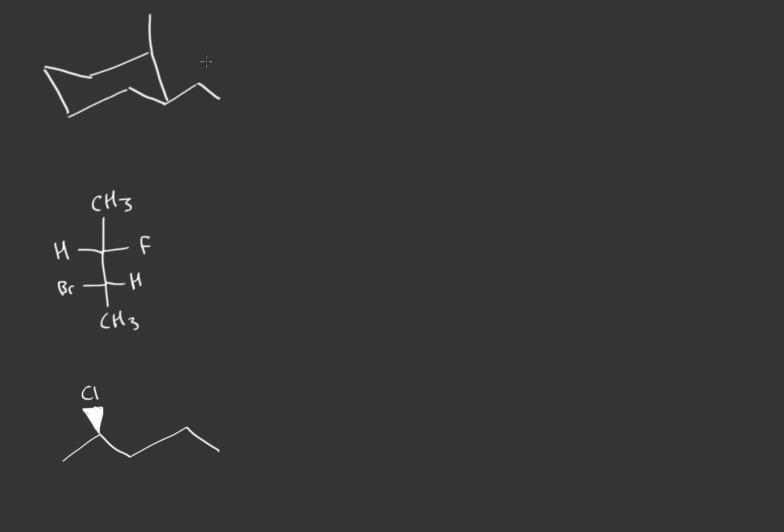In this naming practice, we're going to look at 3 different groups, and we're going to incorporate cis trans, R and S, and halogen naming. So let's start off with this cyclohexane right here. We have a cyclohexane that has 2 substituents, an ethyl pointing up and a methyl pointing up. Now, since they are both pointing in the same direction, we're going to call this cis.